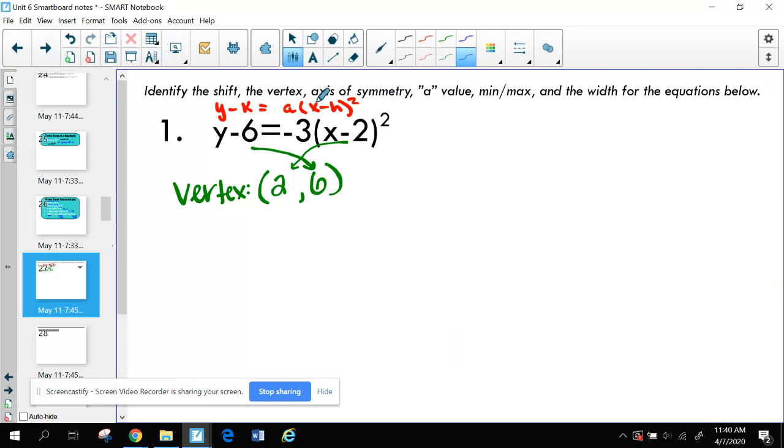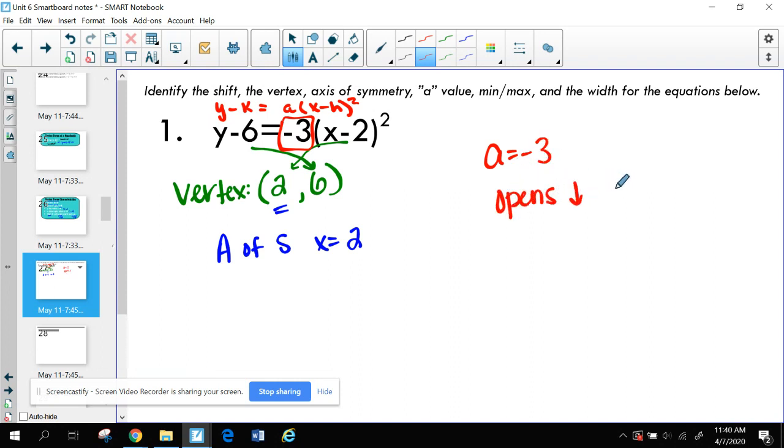The other thing we can find then is the axis of symmetry. Axis of symmetry has to be your x value. So the axis of symmetry is just going to be 2. If I look at my a value up here, the a value is negative 3. That tells us a lot. It tells us it opens down. If it opens down, it tells us it has a max. And then we could also revisit our wider, narrower, or the same situations. Negative 3, if I take the absolute value of that, it's 3, which is bigger than 1, so it's going to be narrower.